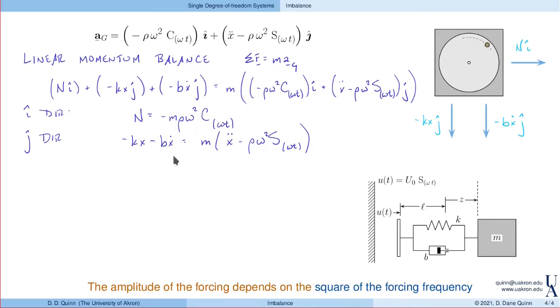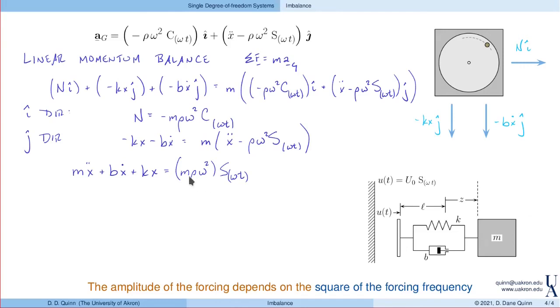This provides our equation of motion, which we can now simplify. Let's bring everything in terms of x on the left side, and the rest on the right side. So we end up with m x double dot plus b x dot plus kx, where I multiplied through by minus 1 to make these positive, is equal to m rho omega squared sine omega t. So we have a spring mass damper system, and we have forcing that now arises from the imbalance.